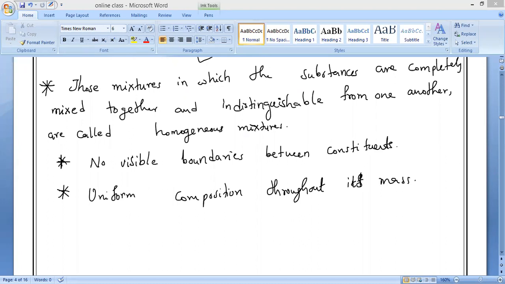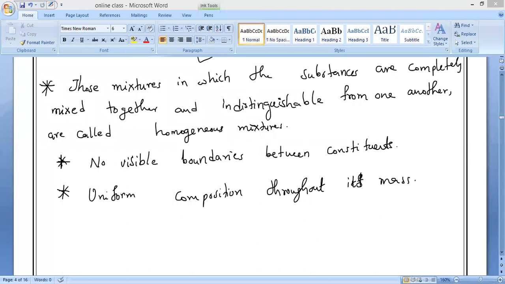And there is no visible boundary. Once salt is dissolved, there is no visible boundary of separation between salt and water. Are you able to see the separation between salt and water after dissolution? No, sir. A mixture of two or more miscible liquids is also what we can call a homogeneous mixture only.